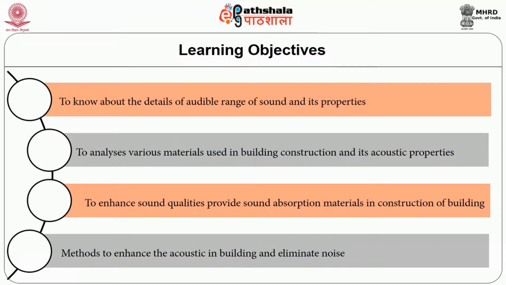When a sound wave strikes, part of its energy is absorbed by friction, part of its energy is transmitted, and the main part of its energy is reflected. So the objective of acoustics and sound absorption is to know about the details of the audible range of sound and its properties, to analyze various materials used in building construction and their acoustic properties, to enhance sound quality, provide sound absorption materials in the construction of buildings, and to learn methods to enhance acoustics in buildings and eliminate noise.